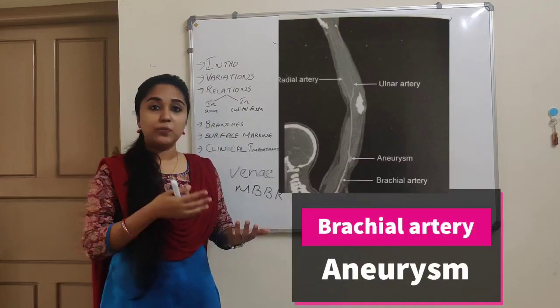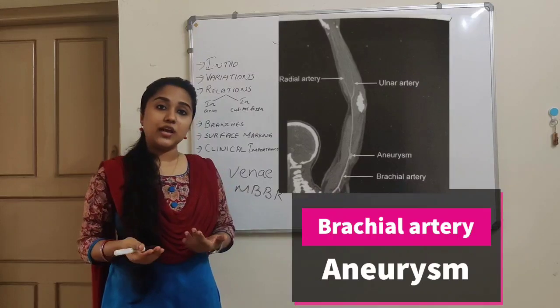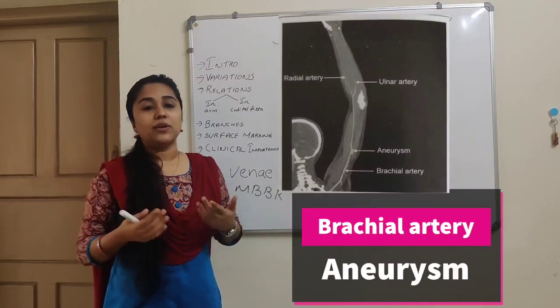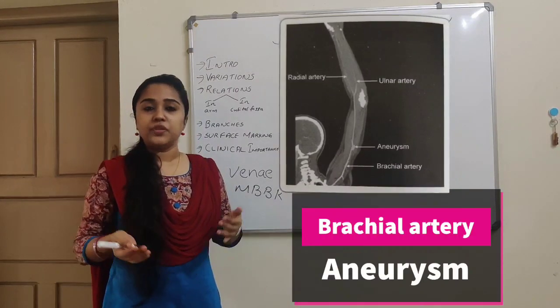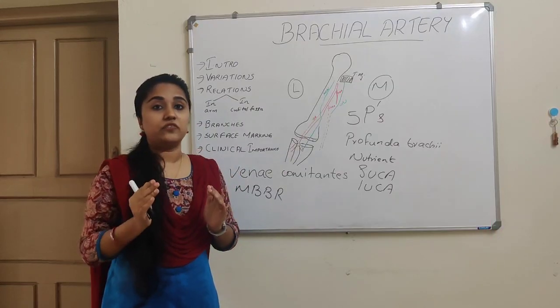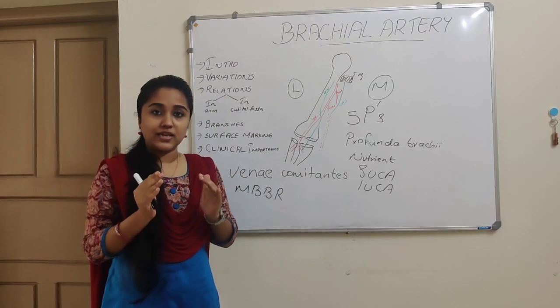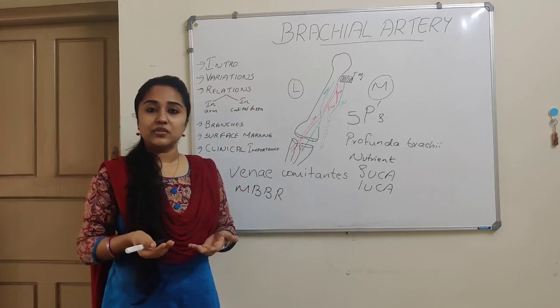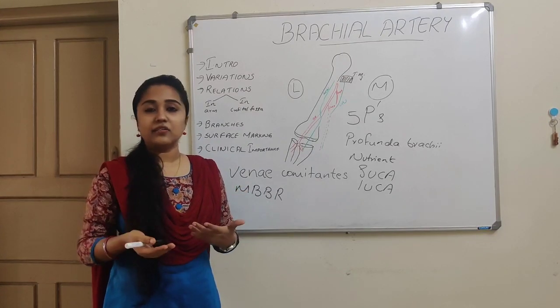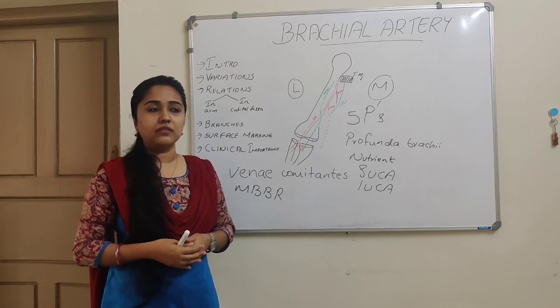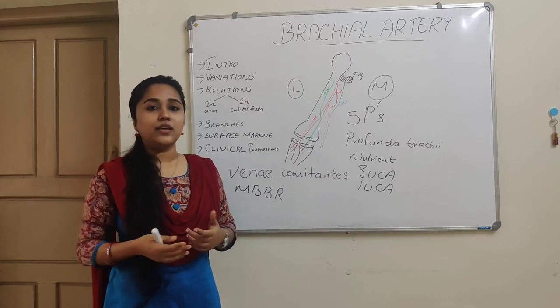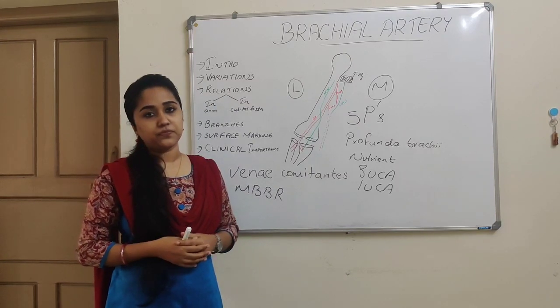Now, another one that you have to remember is brachial artery aneurysm. We have discussed in the popliteal fossa that popliteal artery aneurysm can occur. Similarly, brachial artery aneurysm can occur. Aneurysm means dilatation of the blood vessel, so the vessel wall is dilated. Due to any stress or pressure, it can rupture and lead to severe bleeding. This is not so common, but it can occur in the brachial artery also.